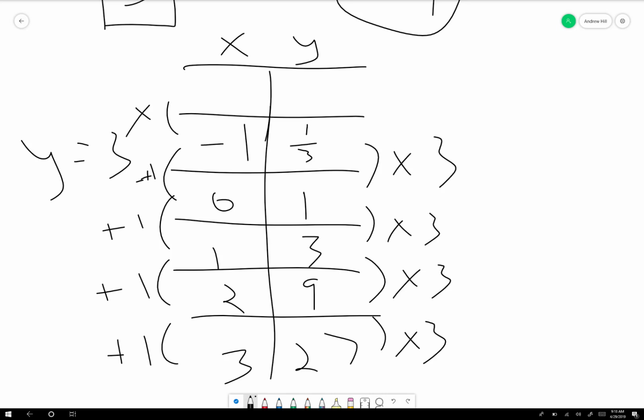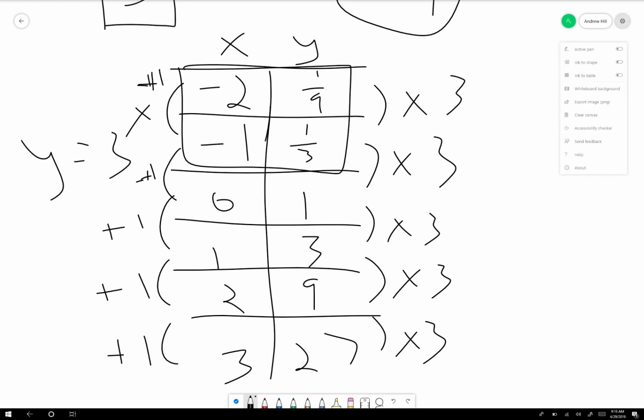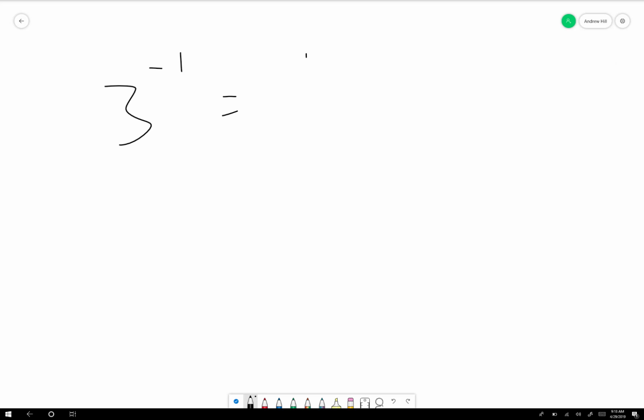What if I kept going backwards? Now what do I have to multiply by 3 to get 1/3? Well, the question is the same as dividing 1/3 by 3. So I keep dividing by 3, and that's going to give me 1/9. So take a look at what we have here. We have that 3 to the negative 1 is 1/3, and 3 to the negative 2 is 1/9.